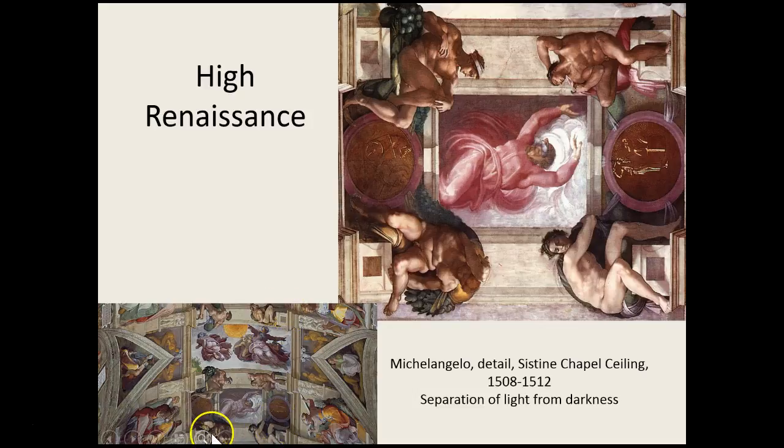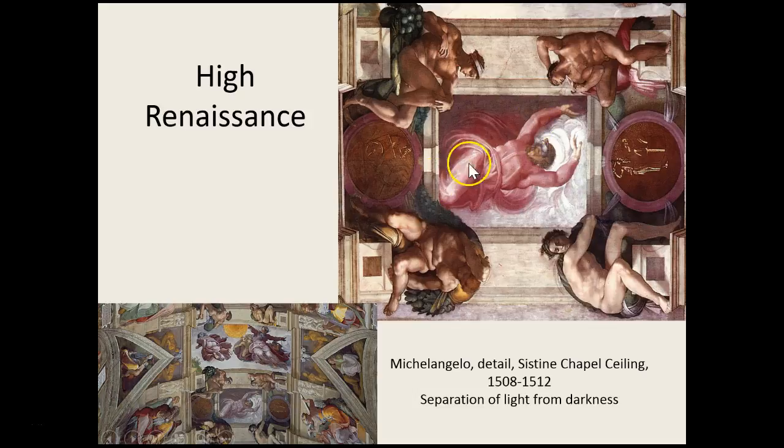Now we're going to focus a little bit on the main spine of the ceiling that depicts the stories of the book of Genesis. So we're looking at a detail right now of the separation of light from darkness. One of the things we talked about with High Renaissance painting was that it was very balanced and very symmetrical, both vertically and horizontally. However, Michelangelo broke away from that a little bit.